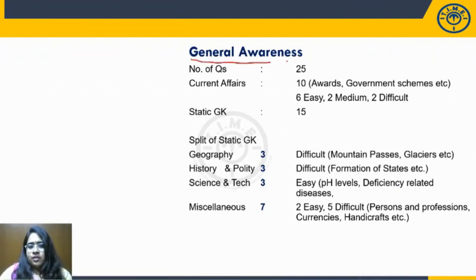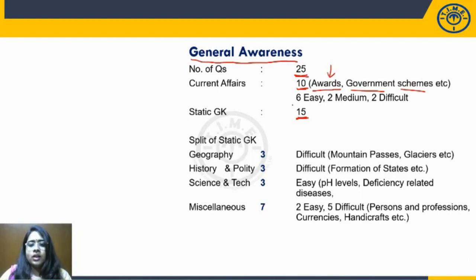Coming to general awareness first, students, like I said, there were a total of 25 questions, of which current affairs had 10 questions and static GK had 15 questions. Now under current affairs, there were questions related to awards, the Padma Bhushan awards, all the Padma awards that are conferred by the president to people from different fields. You also had questions related to certain government schemes, etc.